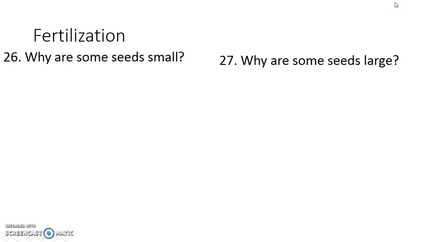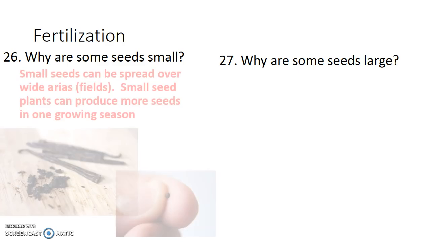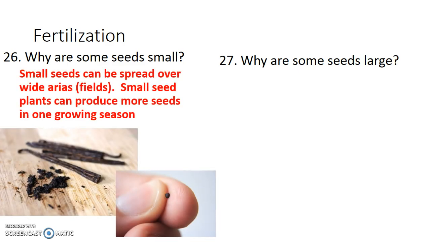Aside from looking at a seed and determining if it breaks into 2, dicot, or if it stays in 1, monocot, you can also determine specifics about the plant by the size of the seed. There are small seeds and large seeds, and small seeds belong to plants that need to spread their seeds over wide areas or need to produce more seeds in one growing season. Maybe they live in deserts and they need lots and lots and lots of seeds because most of them are going to die.